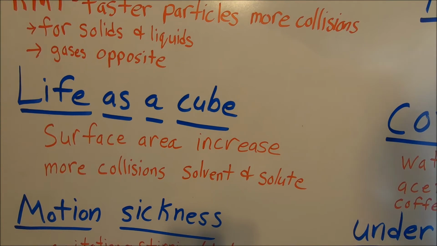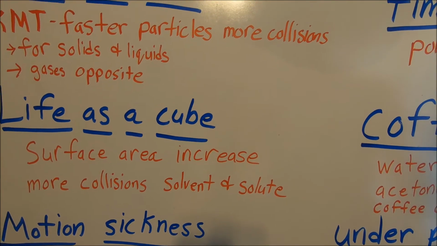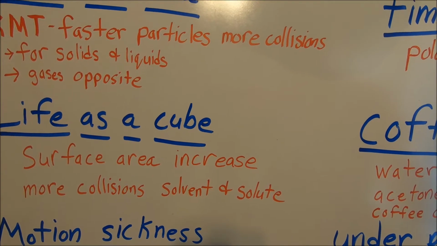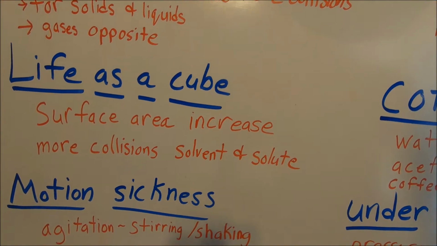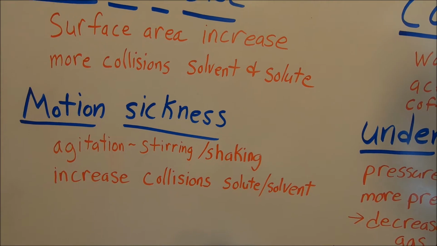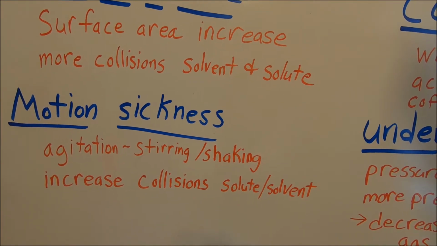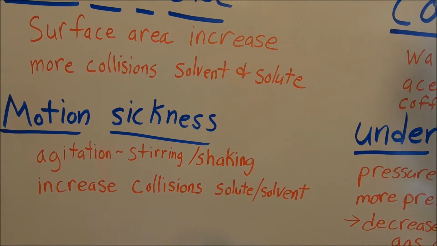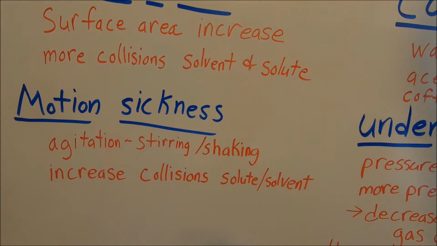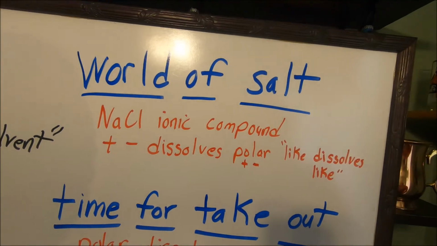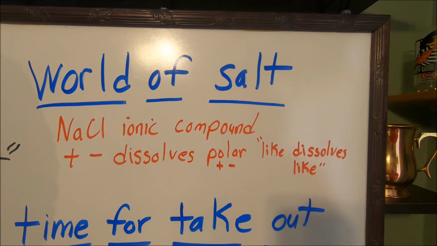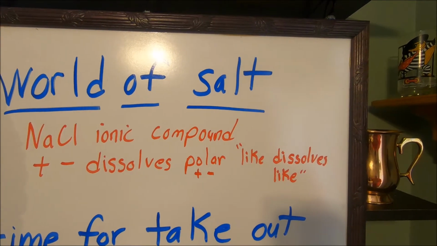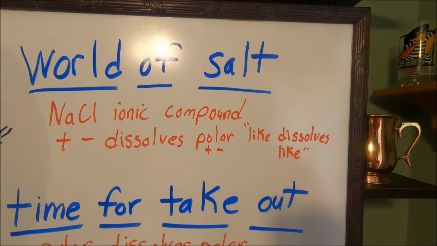From there, the sugar cube: more surface area increases collisions, causing the solute and solvent to come in contact, allowing us to have more dissolving. If we stir or agitate materials, we're causing an increase in collisions between the solute and solvent, causing an increase in the rate of dissolving. Then salt, sodium chloride: the idea with sodium chloride is that positive and negative ions dissolve in a polar substance. So again, like dissolves like.